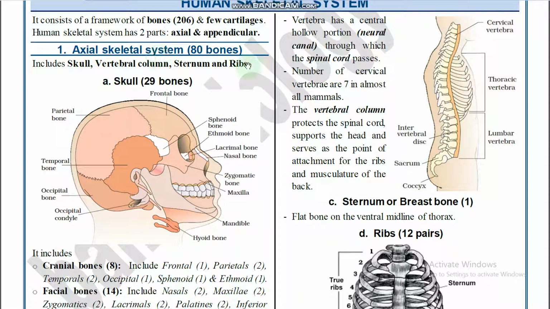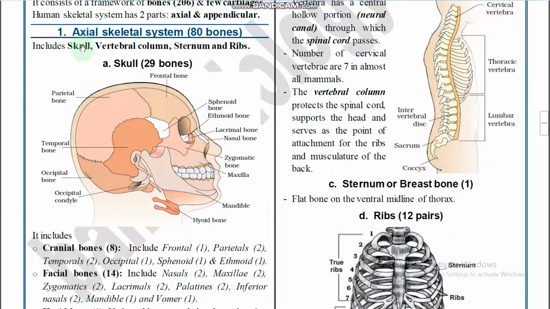So first one, axial skeleton, right? What bones are presented in the axial skeleton? Skull, vertebral column, sternum and ribs. Total number of bones in the skull, including ear ossicles and hyoid, is 29 bones. In the vertebral column there are 26 bones. Sternum is 1 bone. Ribs are 12 pairs, that is 24, right?